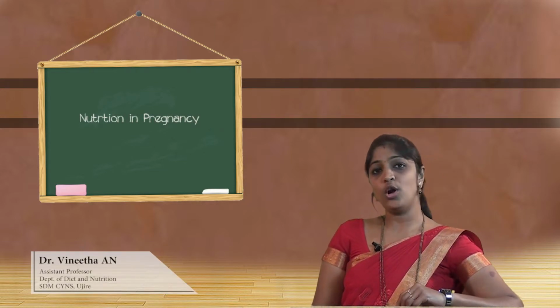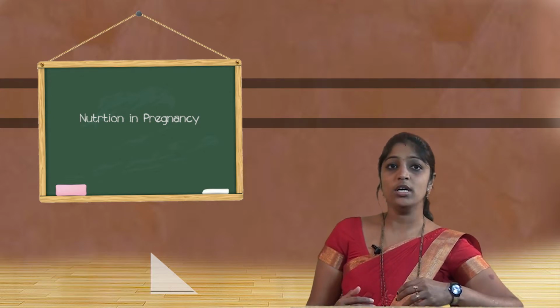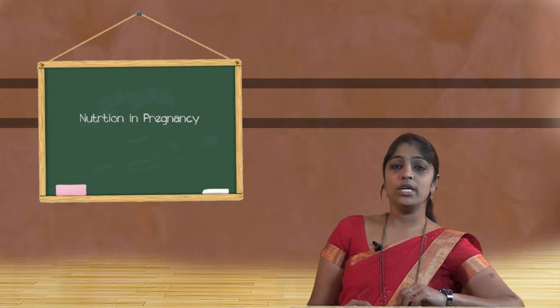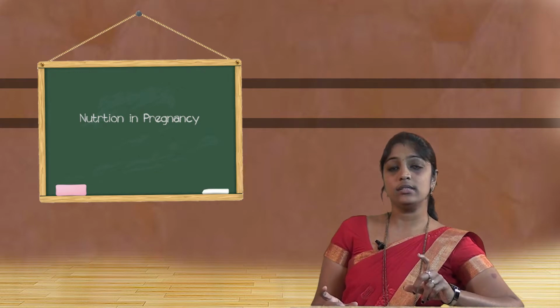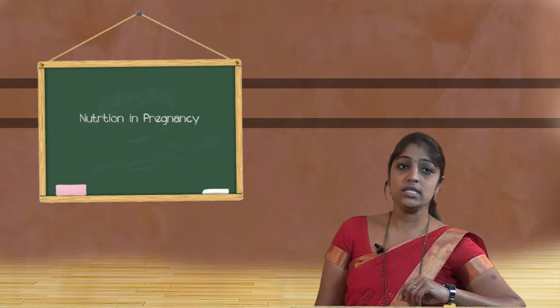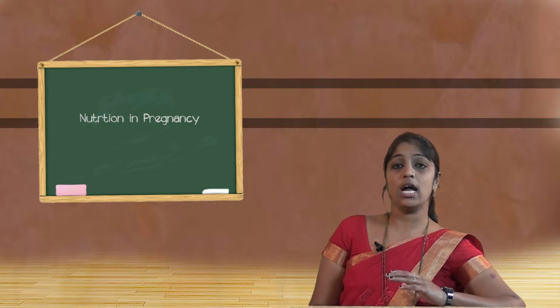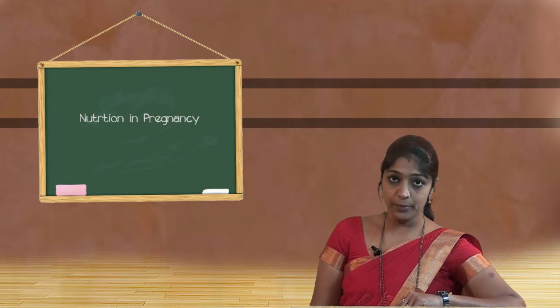So pregnancy, you all know that it is a period beginning from conception to the birth of the baby. It takes 280 days or 40 weeks. This time is known as the gestational period. It runs from the first day of the last menstrual cycle until the delivery, and this time is known as gestational age.